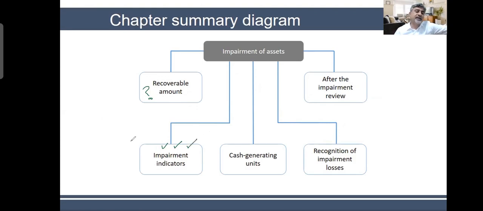Indicators could be internal or indicators could be external. So we need to understand this, the theoretical side of this. Then we understand what cash generating units are and how we allocate impairment, because it is possible that sometimes some particular asset has impaired.